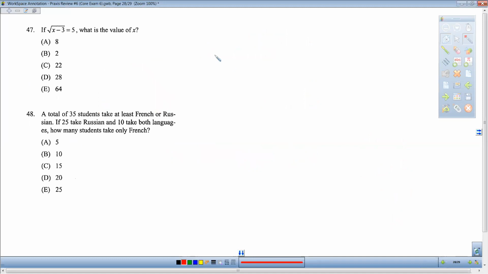47, if the square root of x minus 3 is equal to 5, then what is x equal? All right, so we've worked another one like this before in this practice test, and when you want to get rid of the radical, you're going to square both sides of the equation. So that's going to give you just the radicand, x minus 3, and 5 squared will be 25. You would add 3, and x would equal 28.